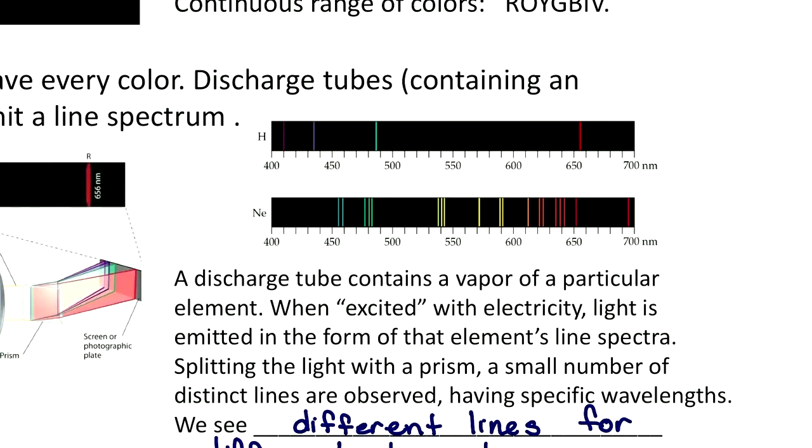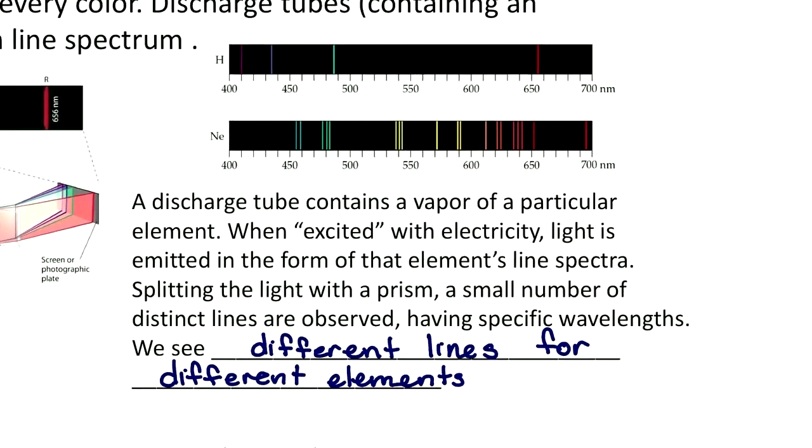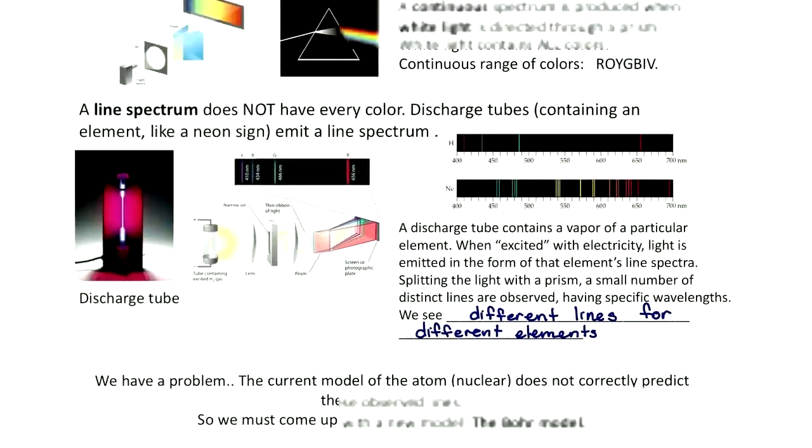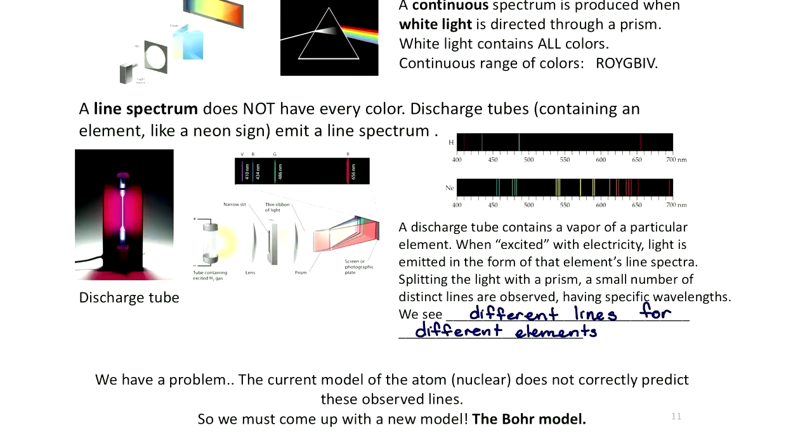So with a neon sign, you're actually looking at the line structure, the line spectrum of neon. The neat thing here is that all elements emit different lines, and that's what's here. We see different lines for different elements. So hydrogen can be distinguished from neon. These differences in lines give us insight into what's going on with the electrons inside the structure, all right? And the problem is with the Rutherford model. The Rutherford model could not properly explain these lines that they were seeing, so that means we need a new model, right? And that's where the Bohr model comes into play.